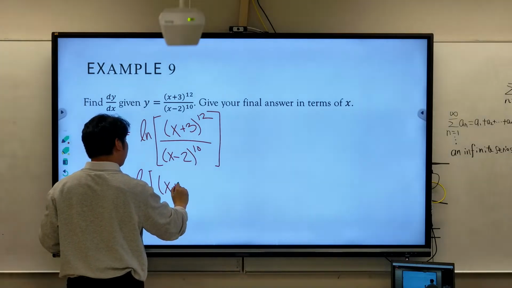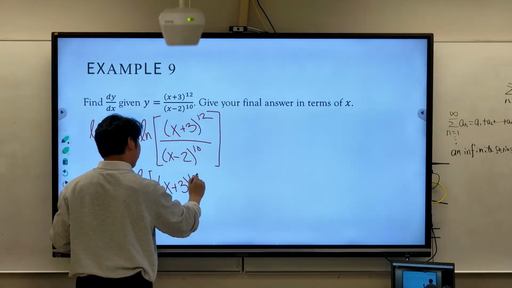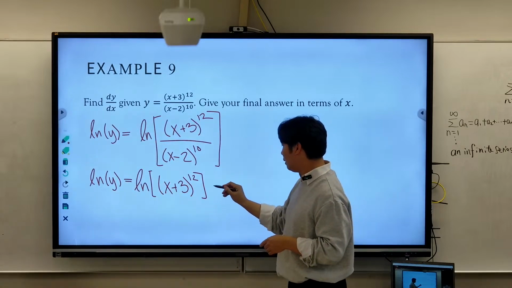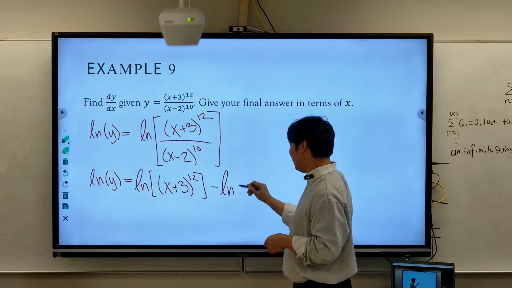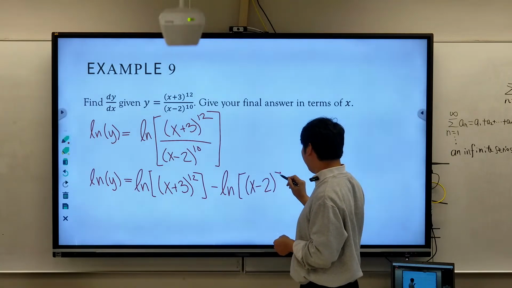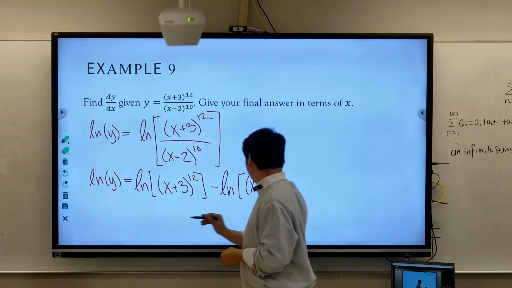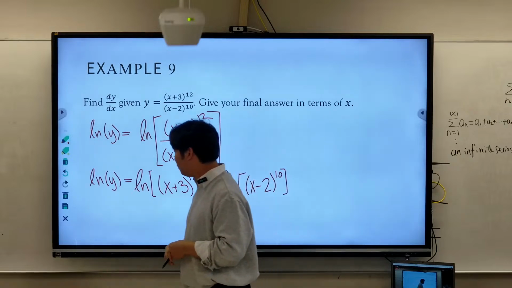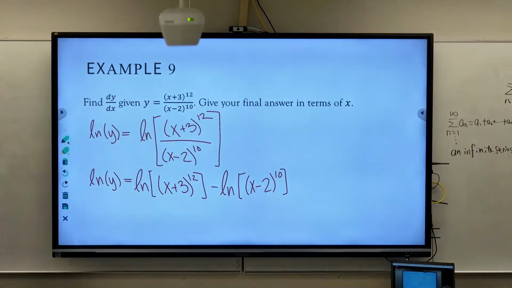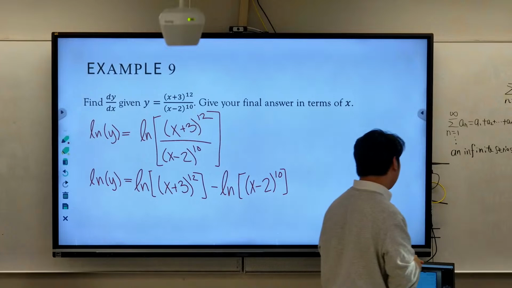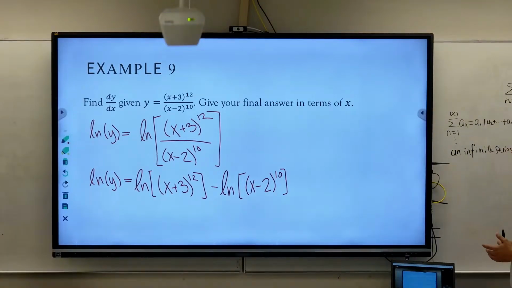Yeah, it's going to become subtraction. In other words, I can rewrite this as natural log of the top minus the natural log of the bottom, x minus 2 to the 10th power. So that's using my quotient difference property of a logarithm. I'm going to keep on going here.